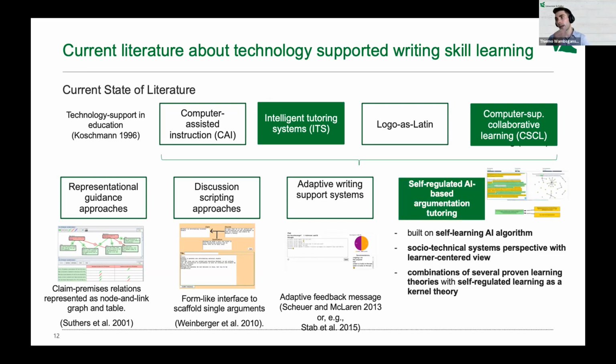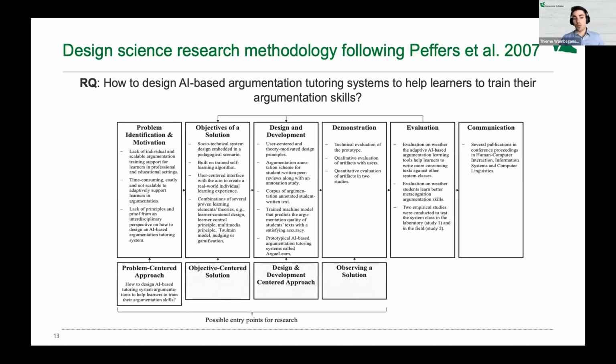In our research, we aim to derive insights for a new, novel class of argumentation tutoring systems, which we call self-regulated AI-based argumentation tutoring systems. Hereby, we build on self-learning algorithms from the field of natural language processing and machine learning in order to build a socio-technical systems perspective with a learner-centered view, where we combine different proven learning theories to build a self-regulated learning tool. Overall, our aim is to answer the research question of how to design these AI-based argumentation tutoring systems to help learners to train their argumentation skills.